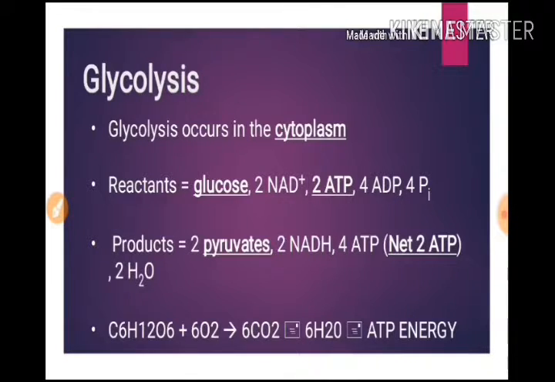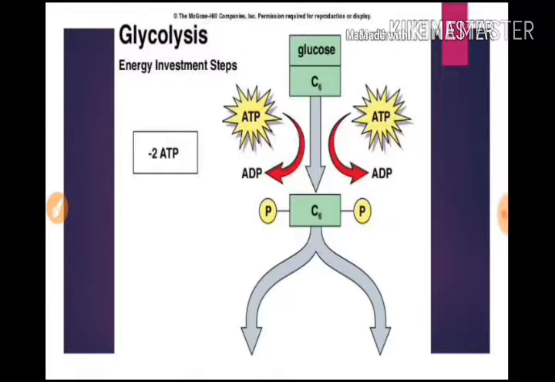And here we have the chemical formula for the conversion of glucose to ATP energy. You can see here at the left part are the reactants, which include C6H12O6, and at the right part are the products. At the end we have the ATP energy. The glycolysis process is divided into two steps. The first is the energy investment step, and the second is the payoff step. Here we have the picture of the glycolysis process.